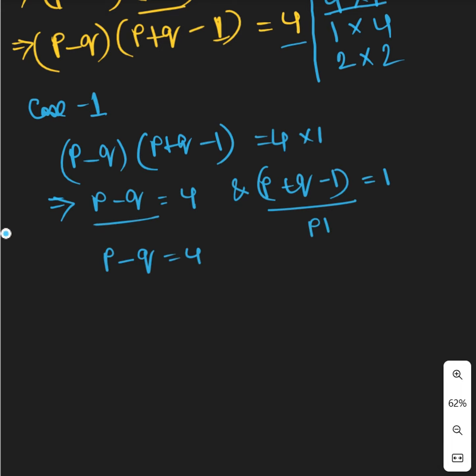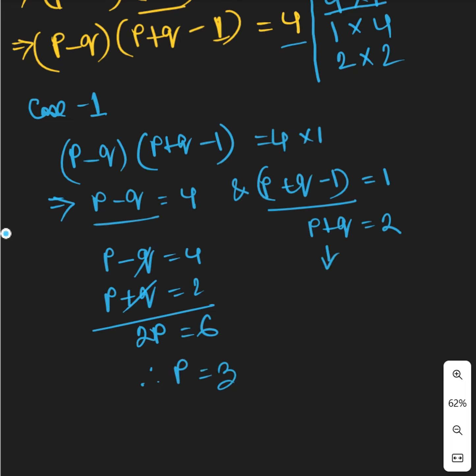From here we could write down P plus Q is equal to 2. We put it here. So P plus Q is equal to 2. So positive and negative cancel out. Here 2P is equal to 6. So P equals 3. From here we could write down the value of Q is equal to 2 minus P, right? So this is 2 minus 3. So the value of Q is equal to minus 1.